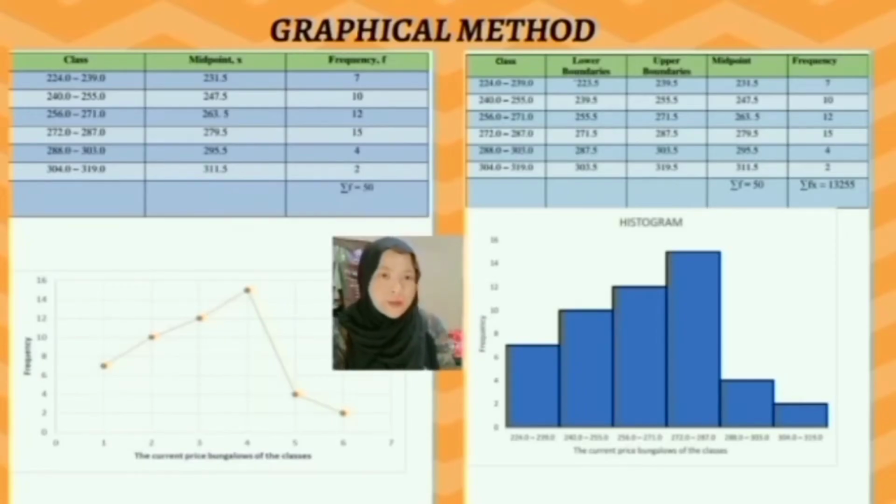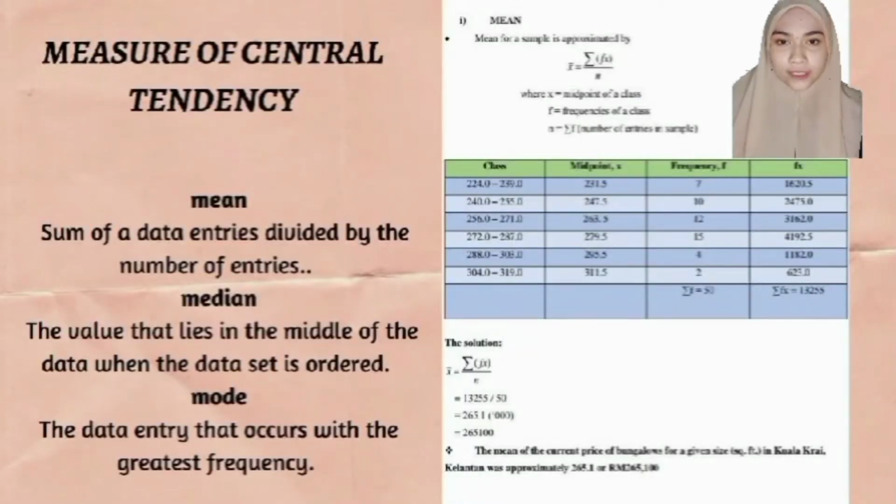For the graphical method, we use 2 methods, which are the polygon and the histogram. The graph shows the highest frequency for the class 272 until 287, and the lowest frequency is 304 until 319.